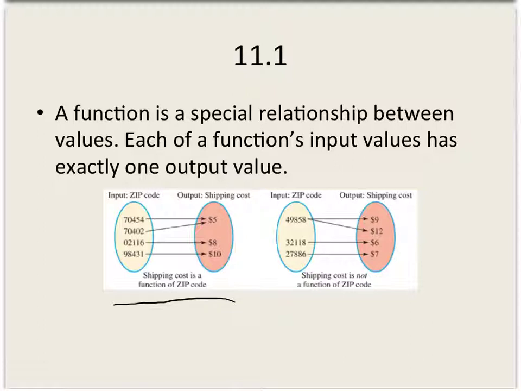704.54 costs $5. 704.02 costs $5. They each have an output. The other one, for example, is not a function because you have one input here that has two outputs. 49858 could cost $9 or it could cost $12 for whatever reason. So this one is not a function. In order to be a function, you're going to have one output for every input.